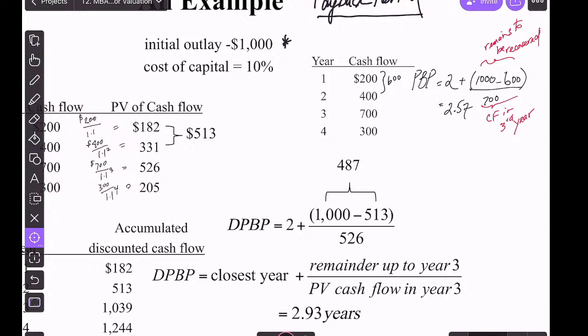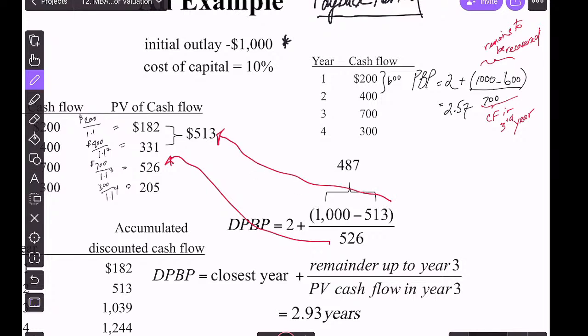So you do the same calculation. You get the closest year, which is 2 years, and then you add the fraction remaining. So by the end of the second year, you would have recovered 513, which is a cumulative amount of those two. So what remains is 47, and you spread it over the third year, 526. So it's the same formula that I just used, but for this different data set. So this would be that amount, and this one is that amount.